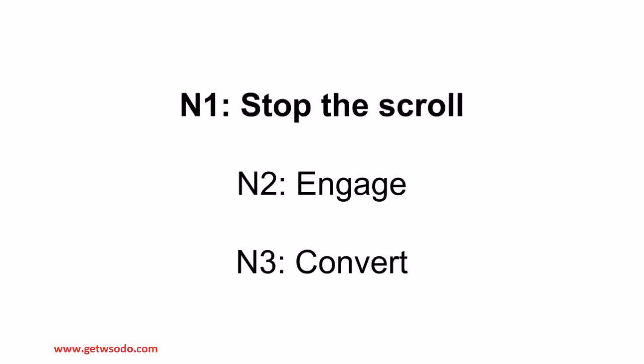So as a quick summary, the 3 sections of the 3N ads formula, we've covered off the first nudge, which is stop the scroll, and in the next video I'll be talking about engagement.